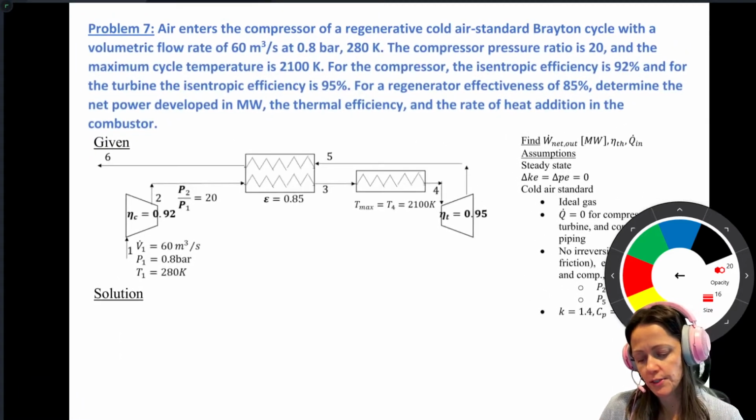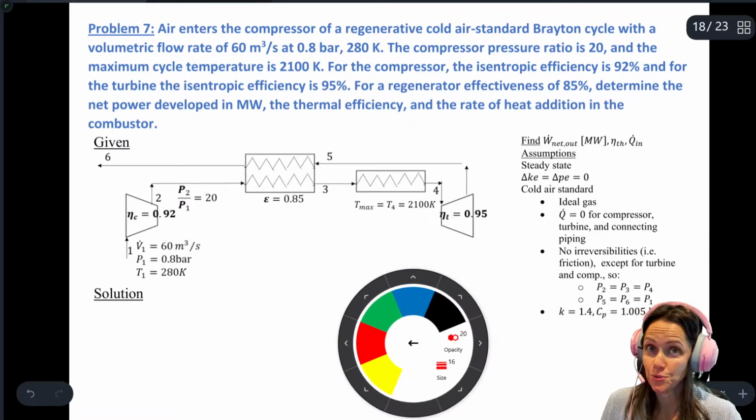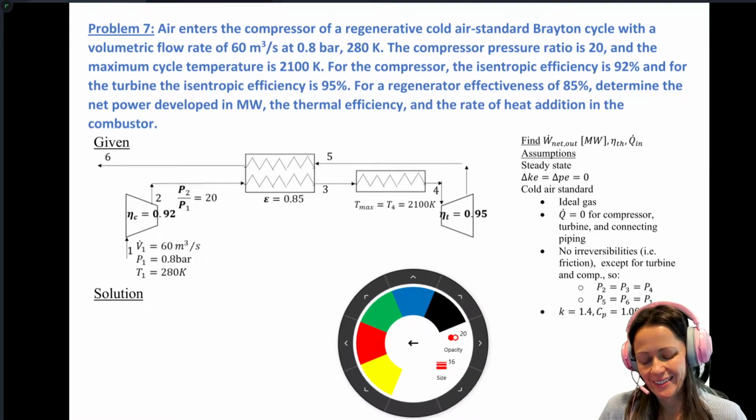So air enters the compressor of a regenerative cold air standard Brayton cycle, regenerative meaning there's a regenerator there, cold air standard meaning that we have constant specific heats. The volumetric flow, V dot, is 60 meters cubed per second, at 0.8 bar and 280 Kelvin. The pressure ratio P2 over P1 is 20.